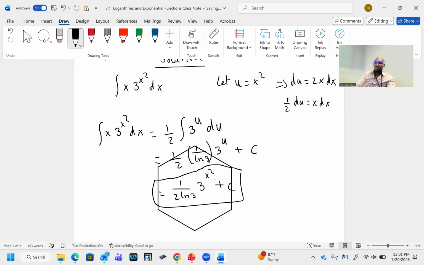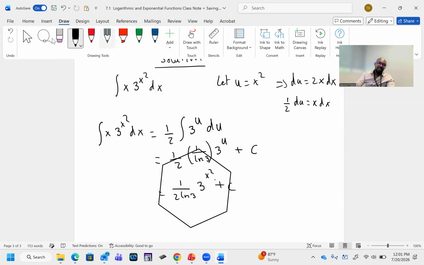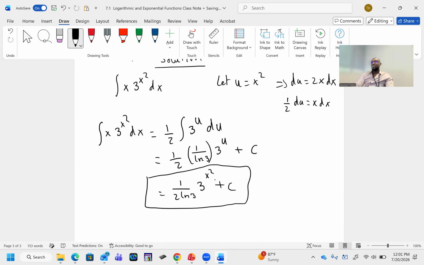So please use this one because, again, some problems would be a little bit complicated. You need to use your algebra, but it does not mean you cannot solve them.